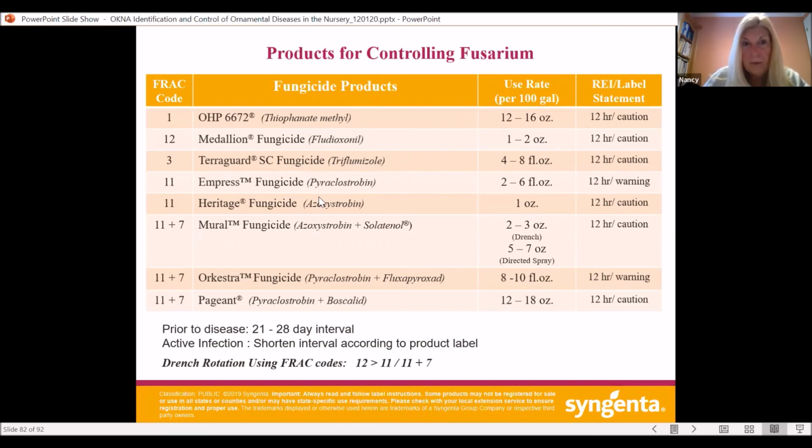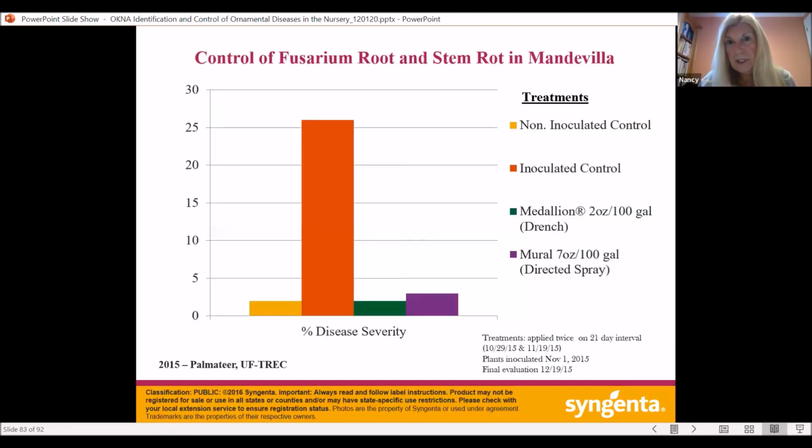And again, with the Heritage and with the MURAL, we found that actually a directed spray works best for controlling fusarium because it will penetrate into that stem tissue. Here is a trial that was done on Mandevilla, and you can see here's Medallion as a thorough drench. This was MURAL as a 7-ounce directed spray, so not a full drench to the crop, and it provided great control in Mandevilla.